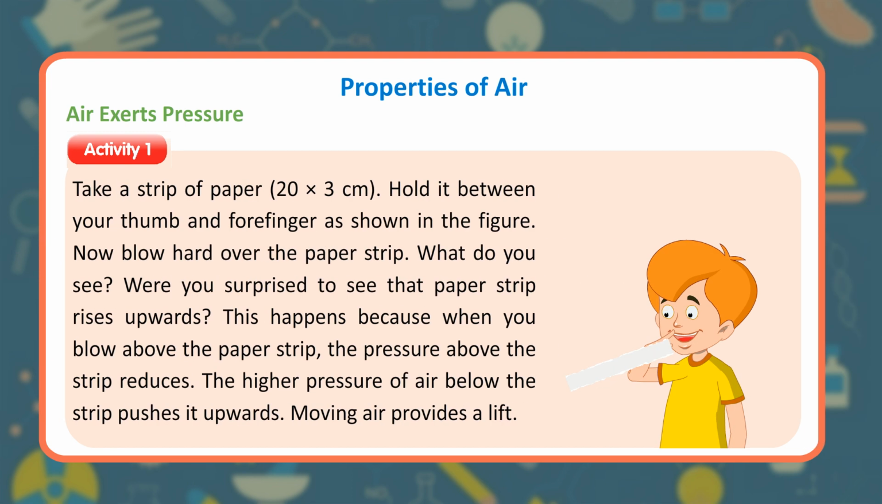Activity. Take a strip of paper, 20 × 3 cm. Hold it between your thumb and forefinger as shown in the figure. Now blow hard over the paper strip. What do you see? Were you surprised to see that the paper strip rises upwards? This happens because when you blow above the paper strip, the pressure above the strip reduces. The higher pressure of air below the strip pushes it upwards. Moving air provides a lift.